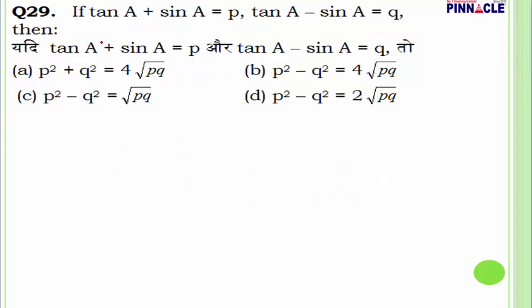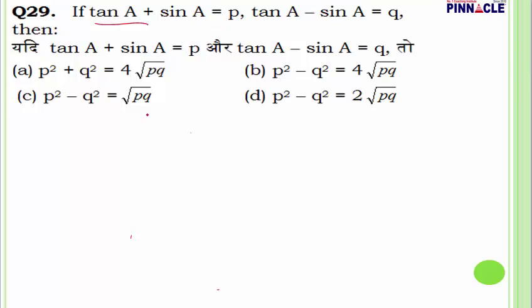Question number 29. If tangent A plus sine A is equal to P, then tangent A minus sine A is equal to Q. There are two methods to solve this kind of question. One is by putting in a value. Let's say put A is equal to 30 degrees. Sine 30 would be equal to 1 by 2. We will find the value of P, and similarly we will find the value of Q. So from the options, option C can be the correct one, justifying the correct answer.